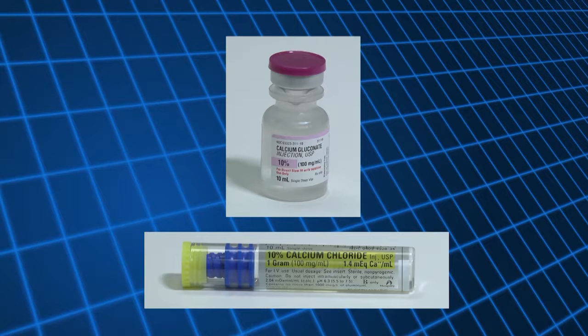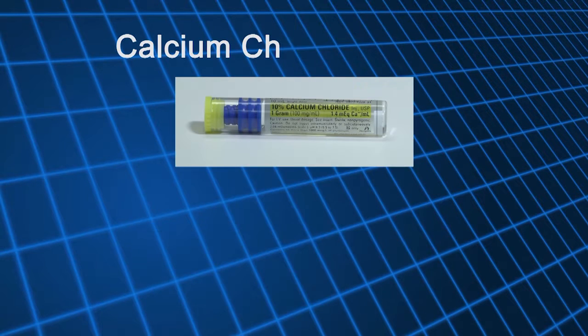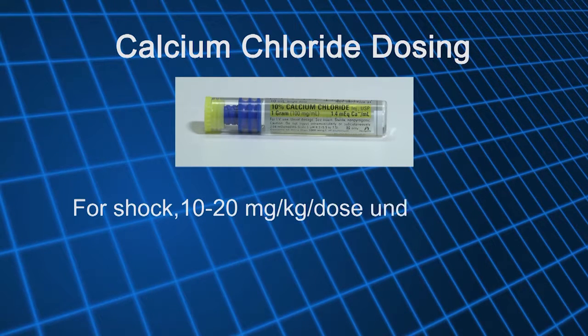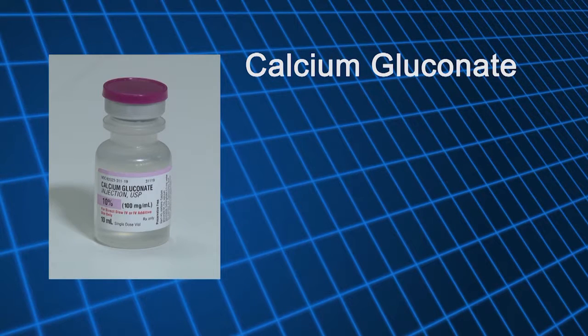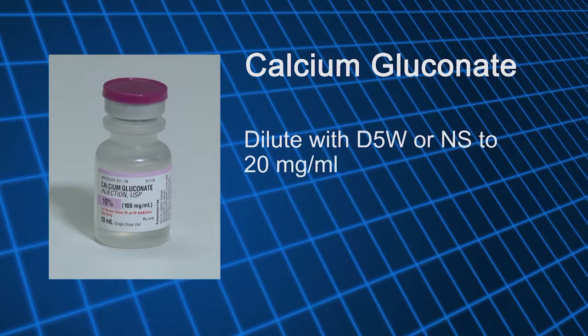Calcium gluconate has 1/3 as much elemental calcium as calcium chloride. The replacement dose for calcium chloride is 10 to 20 milligrams per kilogram per dose, administered undiluted. If calcium chloride is being used for cardiac arrest, the dose is 20 milligrams per kilogram per dose, administered undiluted. Calcium gluconate should be diluted with D5W or normal saline to a concentration of 20 milligrams per ml.